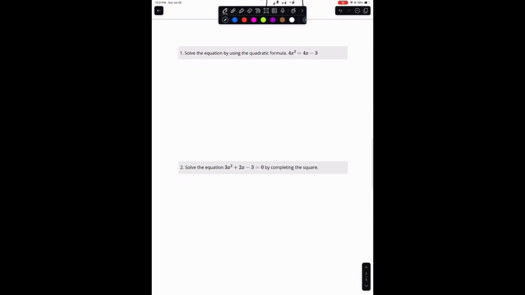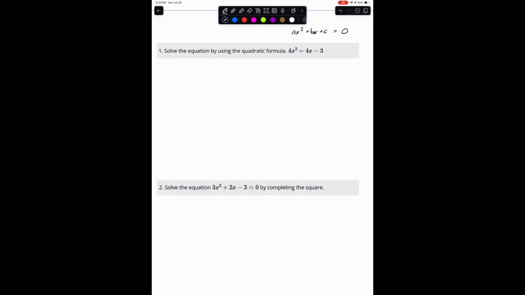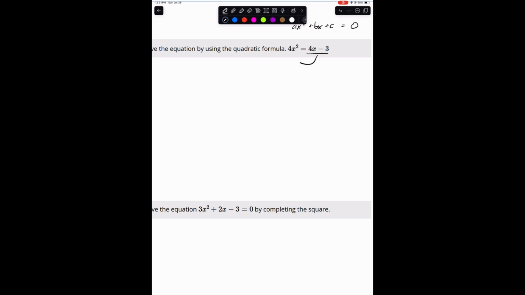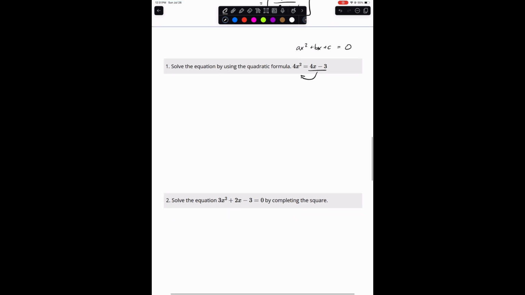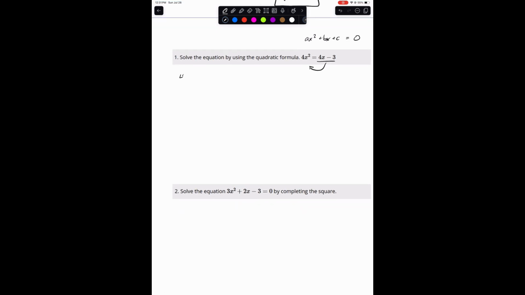Okay, so number 5, we are now solving by using formulas. So we're just supposed to solve this using the quadratic formula. And remember, we need our ax squared plus bx plus c equals 0, right? So in order to do that, we're going to subtract 4x minus 3 from both sides. And we get 4x squared minus 4x plus 3 equals 0.